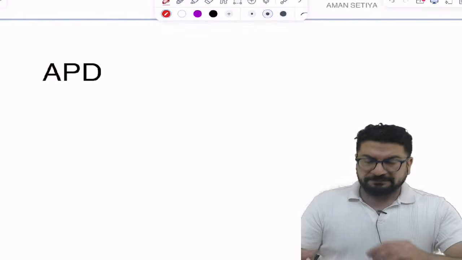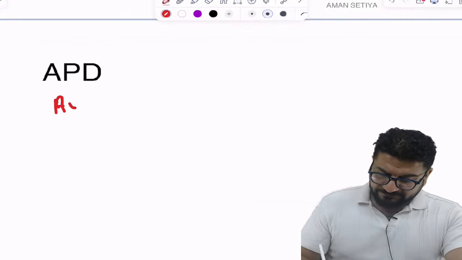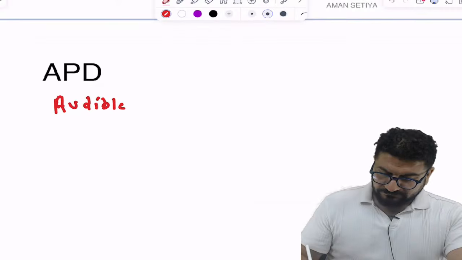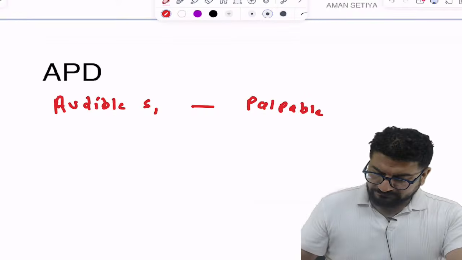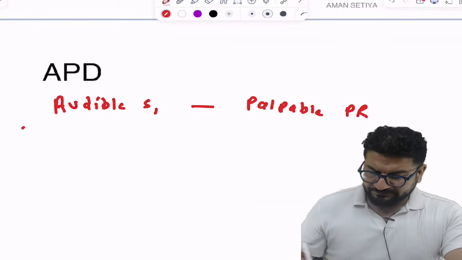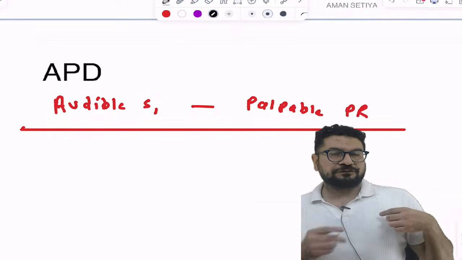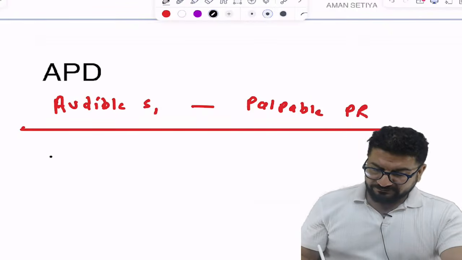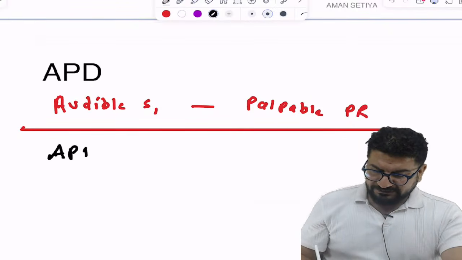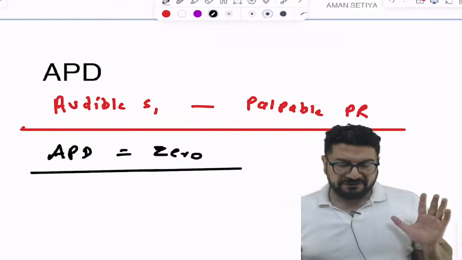Okay, now coming to apex pulse deficit. It means audible S1 minus palpable pulse rate. You have to see the difference. So with one hand you have to feel the heart sound, placing the stethoscope here, and with the other you have to feel the pulse rate. So normally apex pulse deficit is 0. Means normally you get both at the same time. Means you will hear and feel both at the same time.